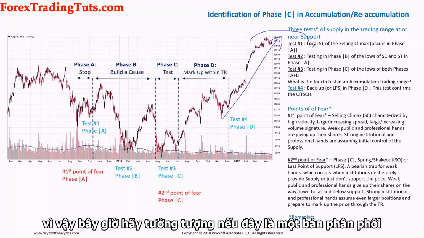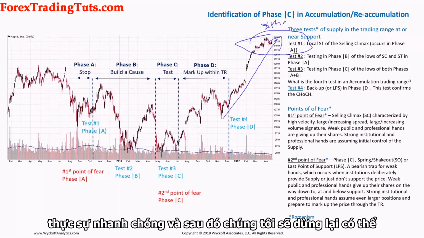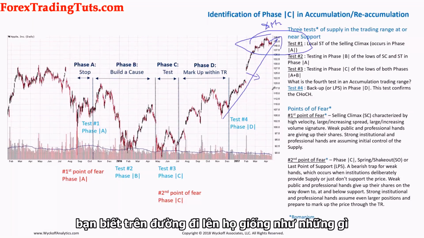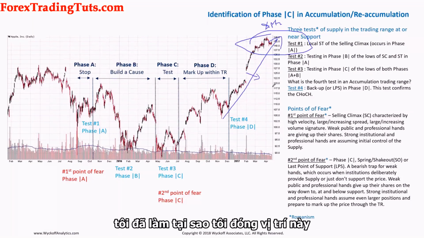So now imagine if this is a distribution somewhere here, really quickly, and then we'll stop maybe here. If this is a distribution, on the way up, they're like, what did I do? Why did I close this position?